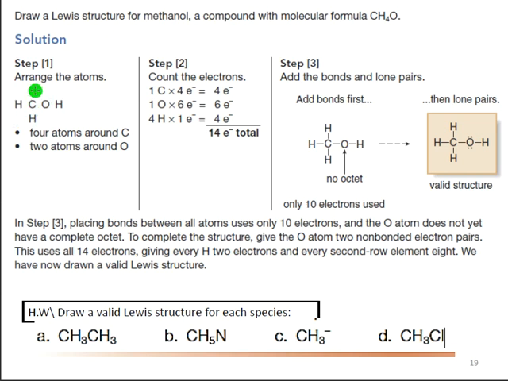And as we said, the hydrogen will always be on the outside position, and the halogen will be on the outside of the molecule, surrounding the molecule. And step number 2: count the electrons. We have 1 carbon, meaning 4.